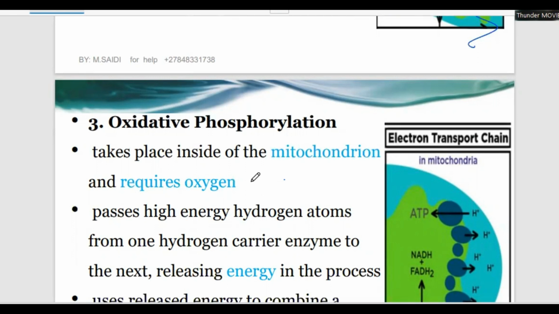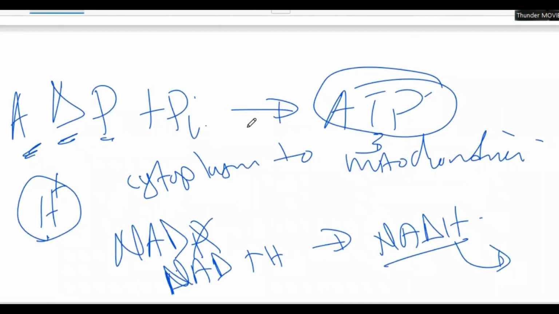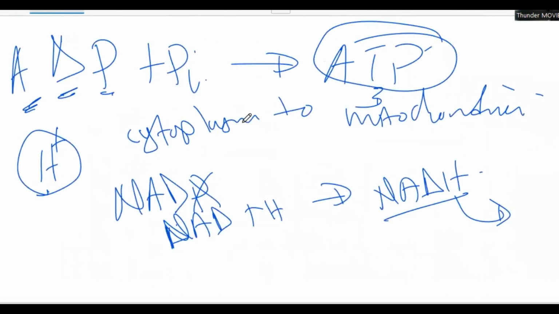Let's go to the oxidative phosphorylation. Under oxidative phosphorylation, what we got from the Krebs cycle enter, and some of what we got from glycolysis, that is the NADH, also enters. Basically, what you got from the Krebs cycle and what you got from glycolysis, that is basically the NADH, enter what we call the oxidative phosphorylation.